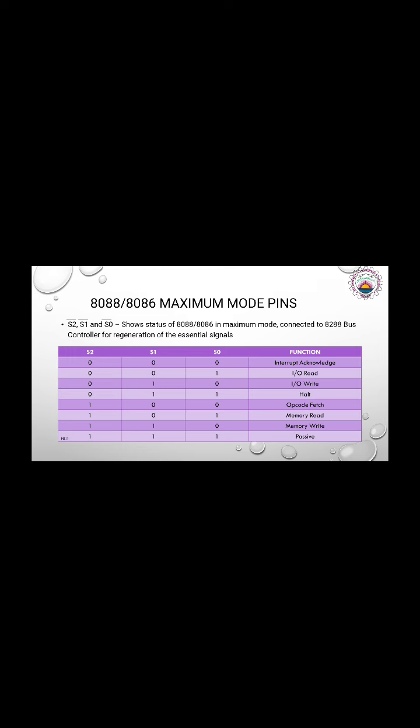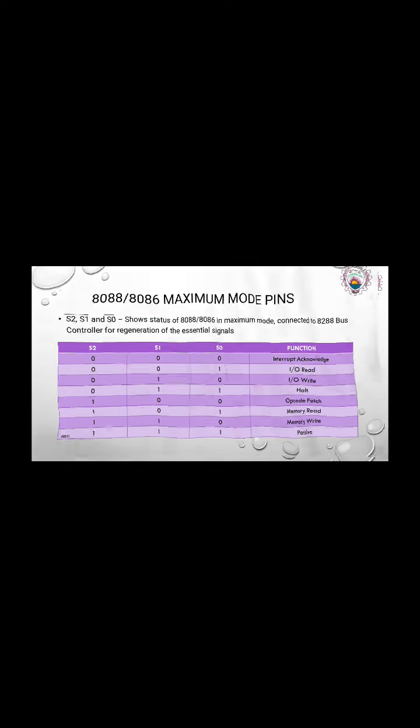These signals S0 bar, S1 bar and S2 bar are provided to the 8288 bus controller for regeneration of the essential signals which are required in both minimum and maximum modes, but in maximum mode those signals are not present on the package of microprocessor 8088, as some of the maximum mode operation signals have replaced those signals. So the next slide is for the 8288 bus controller.